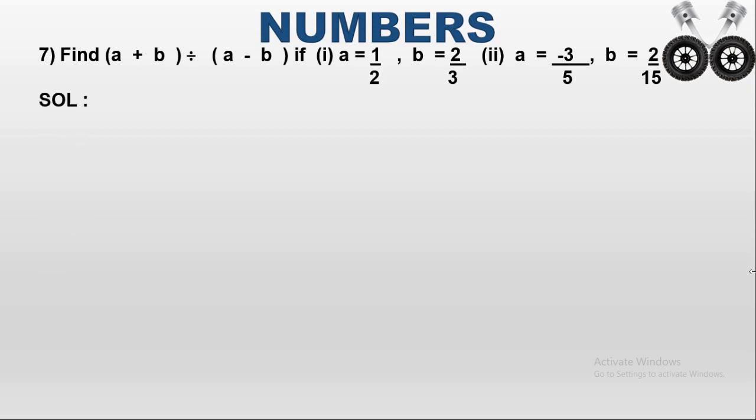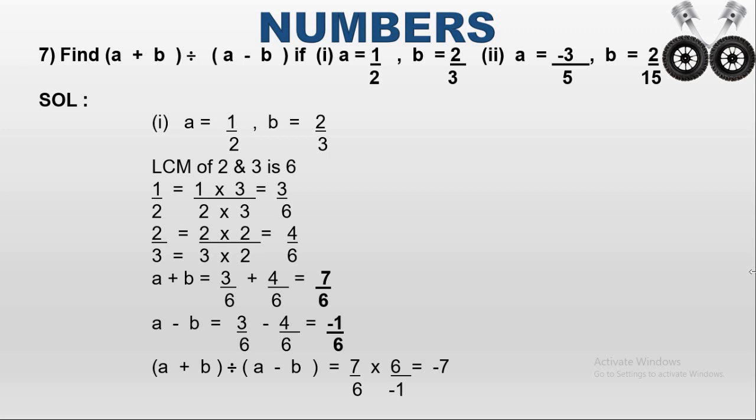So first we took the subdivision 1, a equal to 1 by 2 and b equal to 2 by 3. So here a and b are having different denominators, that is 2 and 3. We have to make the denominators equal. So for that we have to find the LCM for the denominators 2 and 3. So the LCM of 2 and 3 is 6.